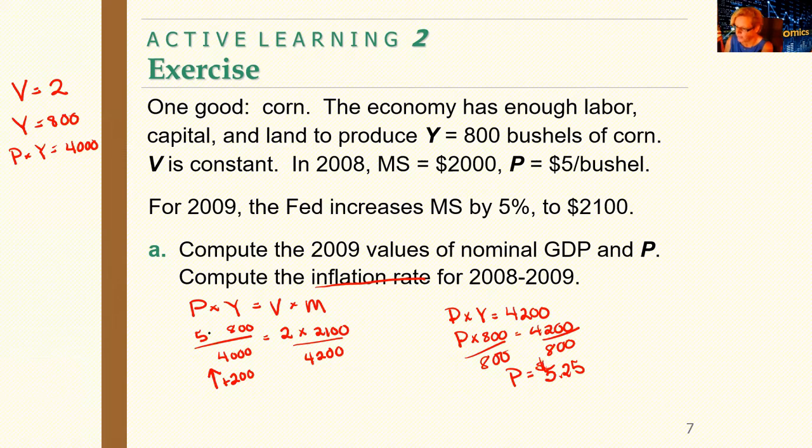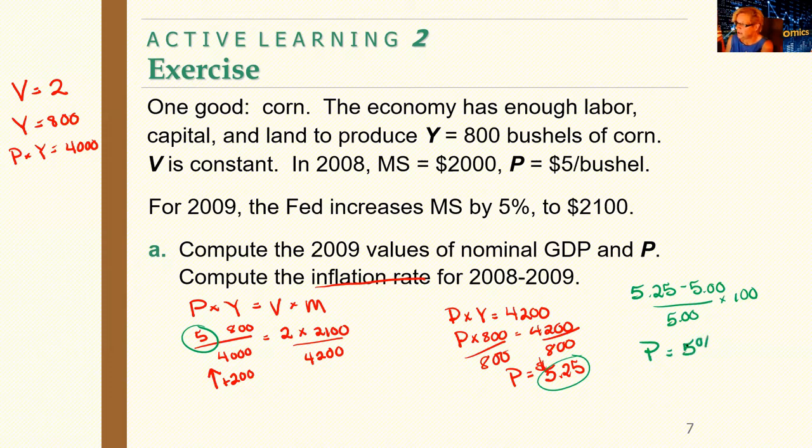So we're going to take the previous price level of 5, the new price level of 5.25, and go ahead and compute that. So we take our most recent 5.25 minus 5, divided by 5, times 100 and express that as a percent. So 0.25 divided by 5 would be the price level has increased 5%.